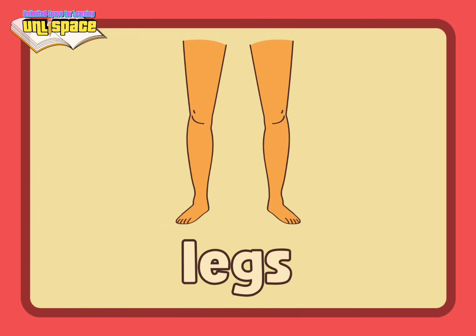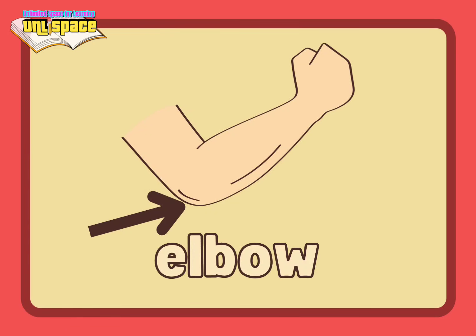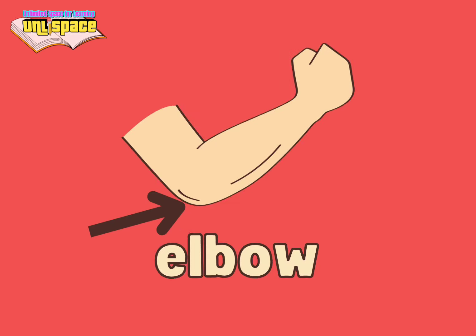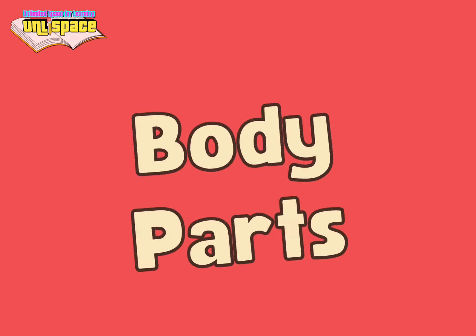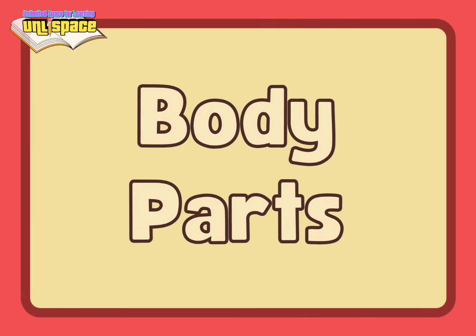Legs. Say it again. Elbow. Let's repeat. Elbow. Arm. Say it again. Very good. Now you can identify the different body parts. It's your turn.